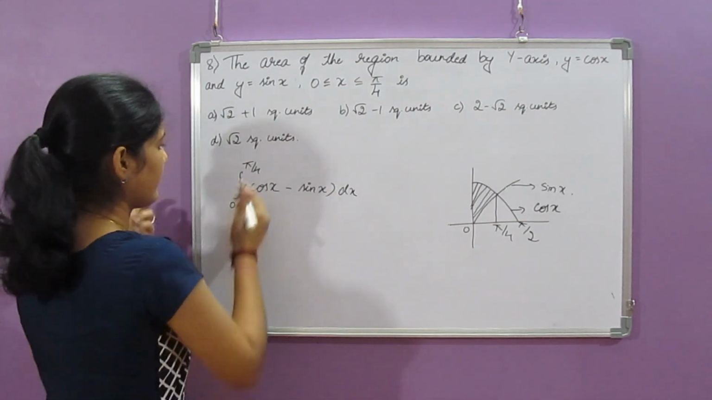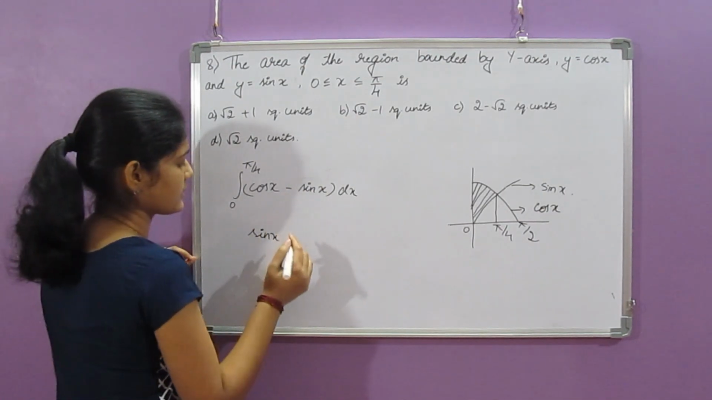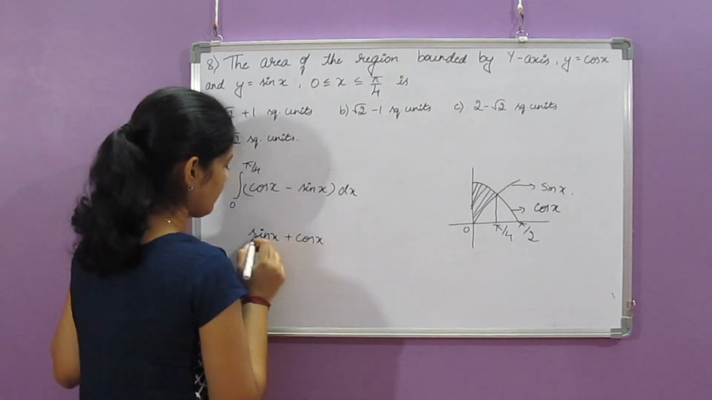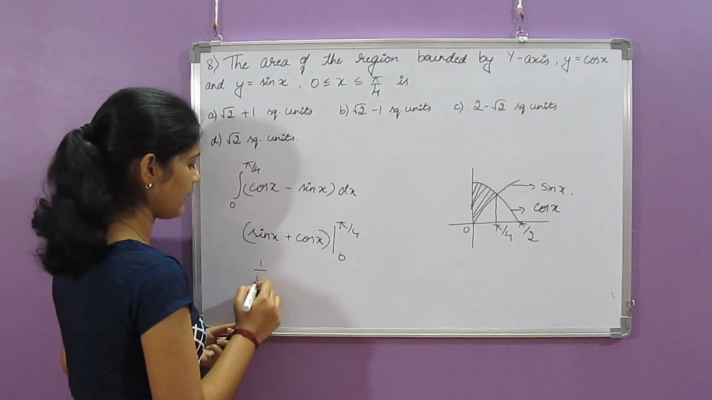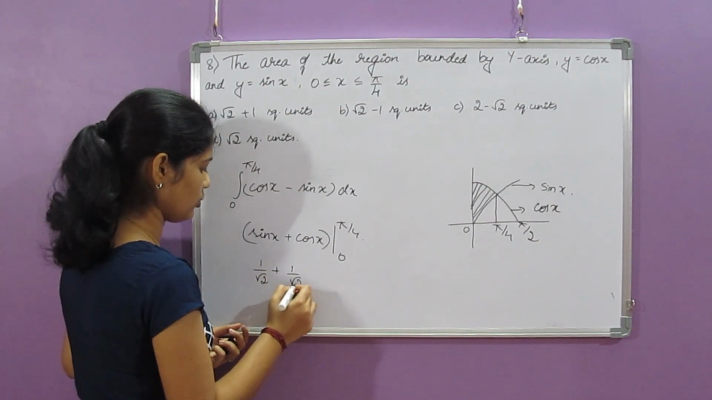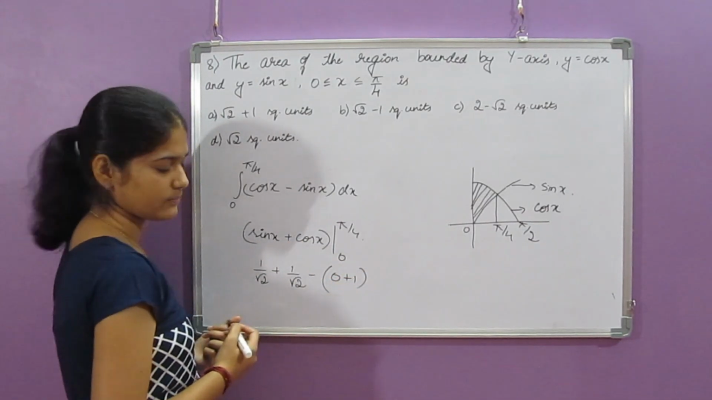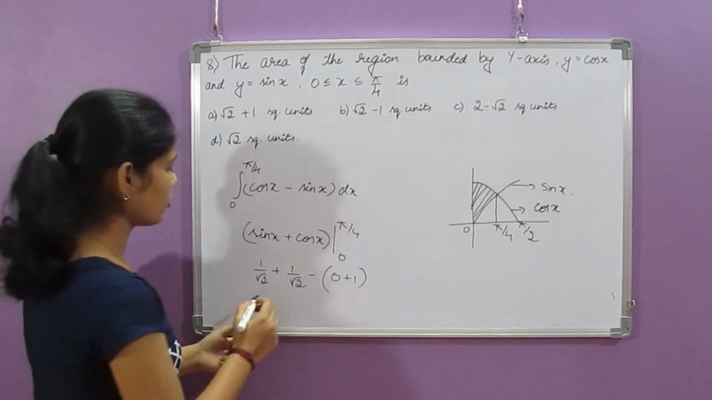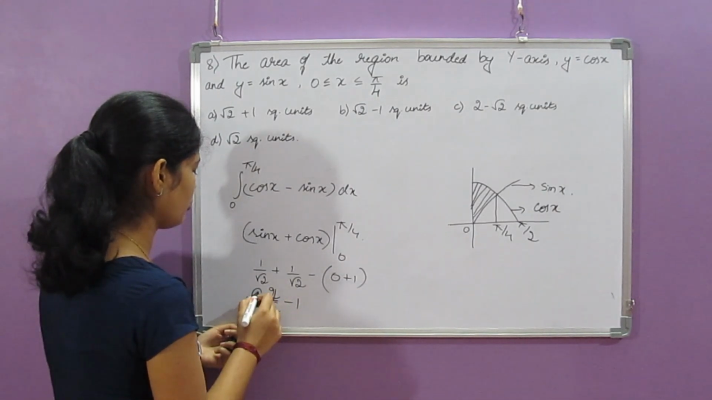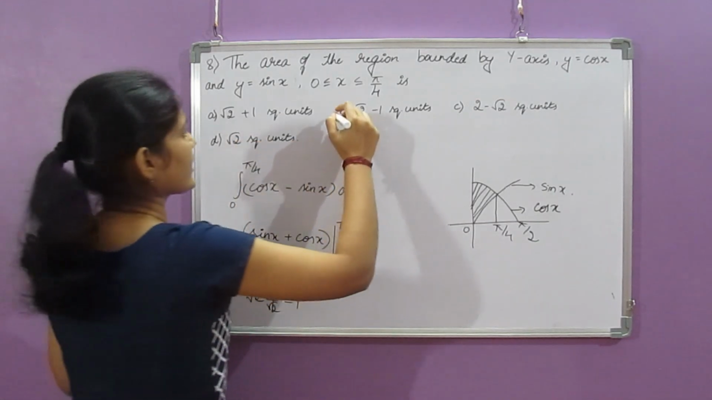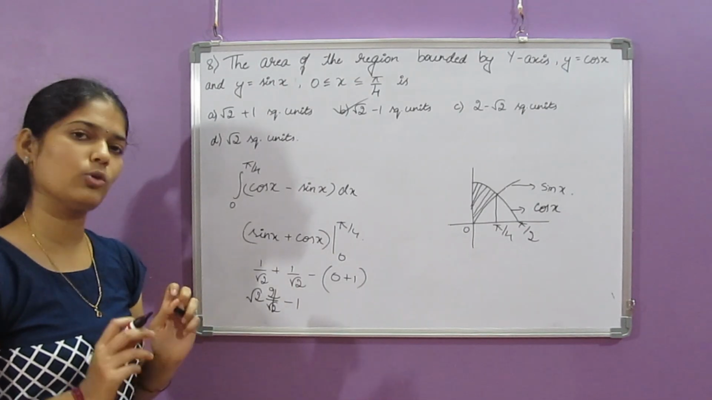Now let's solve this. We know that integration of cos x is nothing but sin x, and integration of sin x is minus cos x, between 0 to pi by 4. Sin pi by 4 is 1 by root 2, plus cos pi by 4 which is 1 by root 2, minus sin 0 which is 0, plus cos 0 which is 1. This is 1 by root 2 plus 1 by root 2, which is nothing but 2 by root 2, minus 1. 2 by root 2 is nothing but root 2. Root 2 minus 1. So the correct option is option B, root 2 minus 1 square units. Right? Let's move on to the next problem.